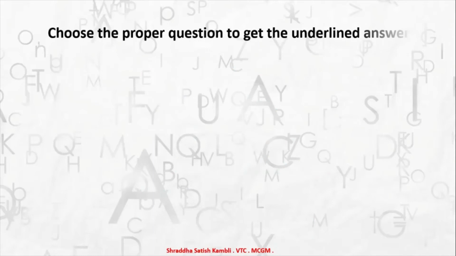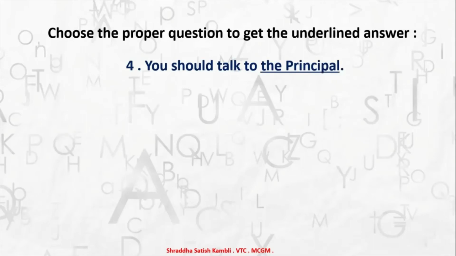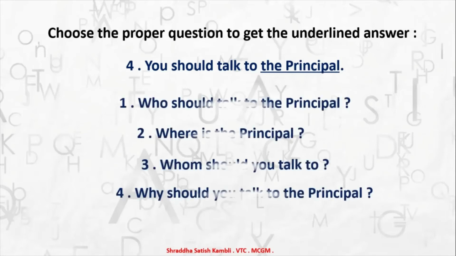Coming to the second last example in this pattern, choose the proper question to get the underlined answer. You should talk to the principal. To the principal. Okay, we are talking about a person here. So what will be the question? Who should talk to the principal? Where is the principal? Whom should you talk to? Why should you talk to the principal? Now see the first one. Who should talk to the principal?